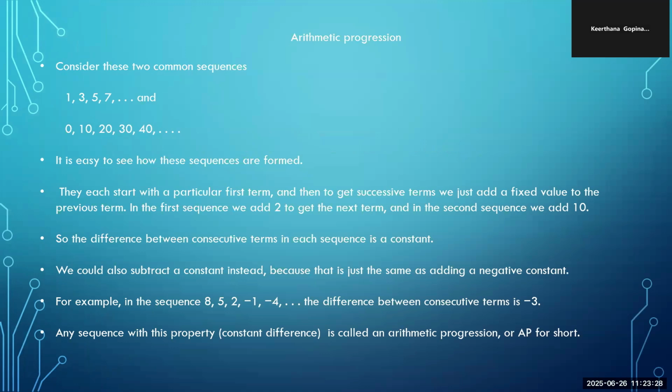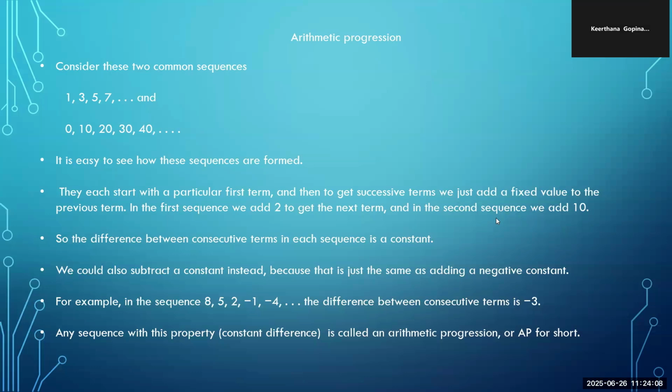How are these sequences formed? Each is formed with a first term. And then to get the successive terms, we just add a fixed value to the previous term. So 1 plus 2 will give 3. 3 plus 2 will give 5. 5 plus 2 will give 7. A fixed term is being added to every term in the series. Similarly, 0 plus 10 is 10. 10 plus 10 is 20. 20 plus 10 is 30. 30 plus 10 is 40. So we are adding a fixed term to the series to arrive at the next number in the series.